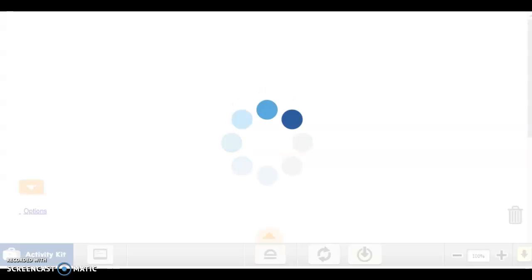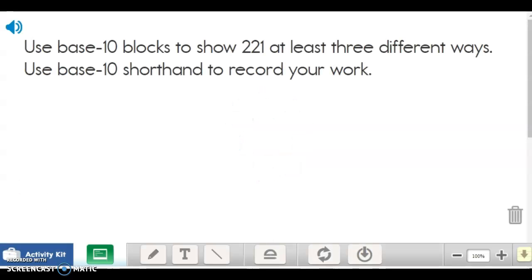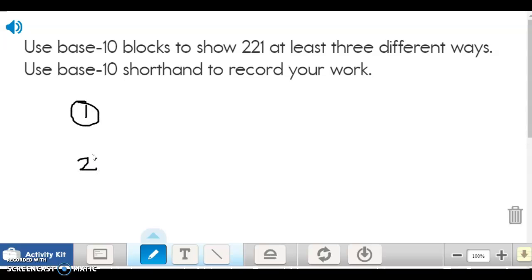All right, now this next portion will still be on your paper. Use base 10 blocks to show 221 at least 3 different ways. Use base 10 shorthand to record your answer. So sometimes when I see this, I'm just going to write 1, 2, 3, because then I know I got to do this 3 different ways. Sometimes I think I do it 1 time and I'm done, but I have to do this 3 ways. 221, base 10 block.